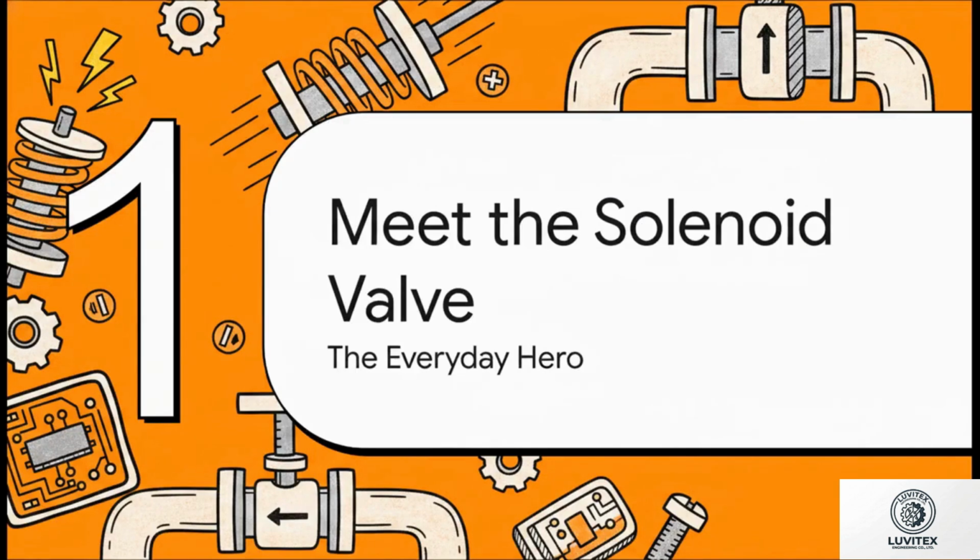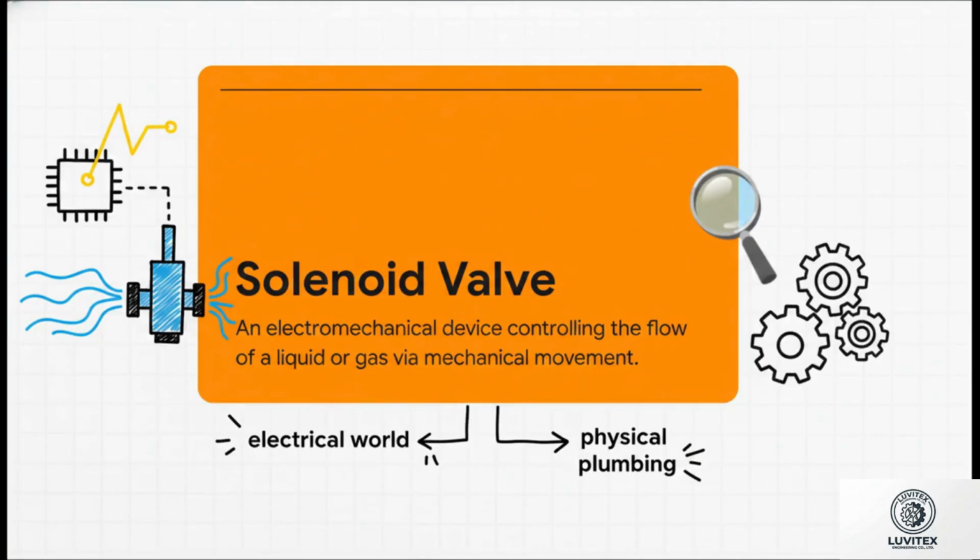Section 1. Meet the solenoid valve, the everyday hero. By definition, a solenoid valve is an electromechanical device used to control the flow of a liquid or gas. Now, the absolute magic word here is electromechanical. These devices basically act as translators. They take an electrical signal from a computer or a switch, the digital world, and they convert it into actual physical mechanical movement to control a fluid. They are literally the bridge between digital brains and physical plumbing.